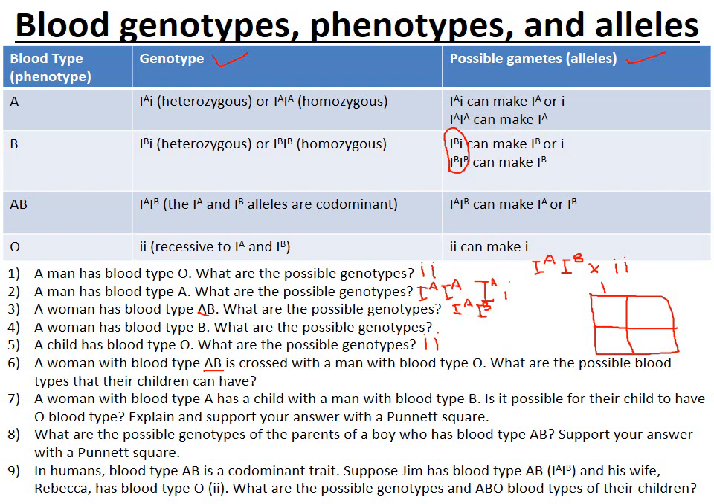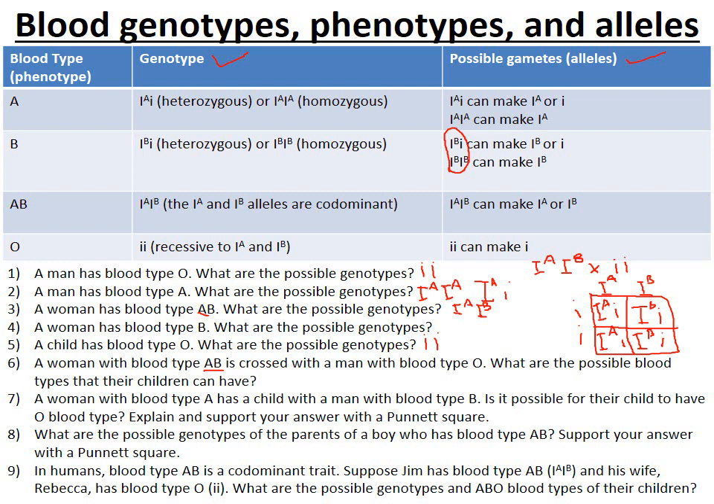We have IA, IB on top as the gametes for the AB person. And we have little i on the side here as the gametes for the type O person. And then you can do the fertilization event. So we have IAi, IAi, IBi, and IBi. So the only possibilities of kids would be A and B.